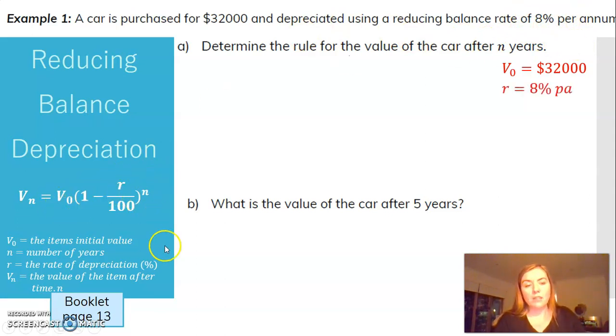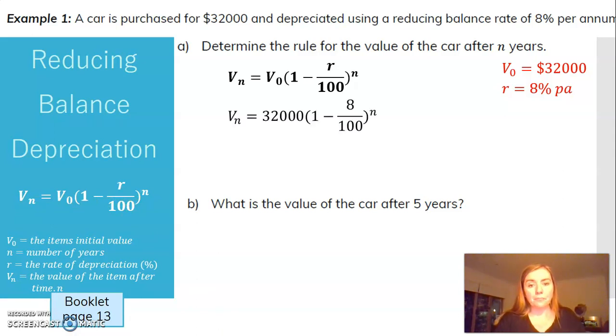Now that I have those, we can start forming the rule, because remember with a rule, you leave your Vn and your n as they are, and you are just subbing values into V0 and R. Let's write that out and sub those values in. So V0 is 32,000, and R is 8. I always like a simplified version of this. At this stage, you should grab your calculator and solve just the section in the bracket, 1 take 8 on 100, and then write it in that simplified way. So the value of the vehicle is $32,000 multiplied by 0.92 to the power of how many years down the track it is after purchase. And that's our rule.